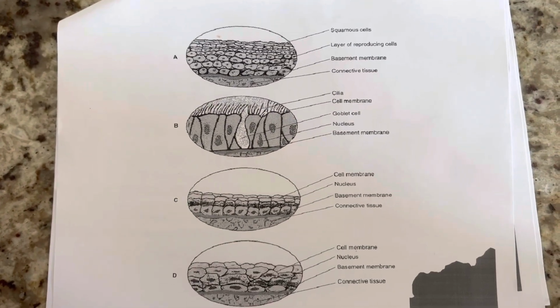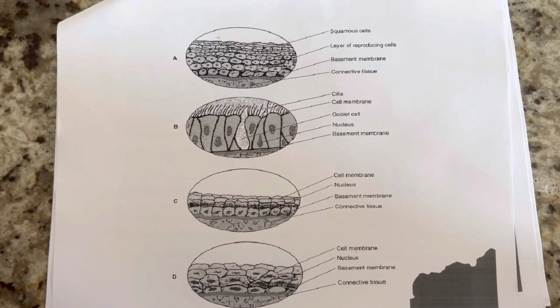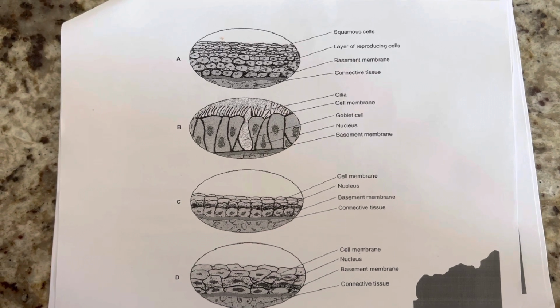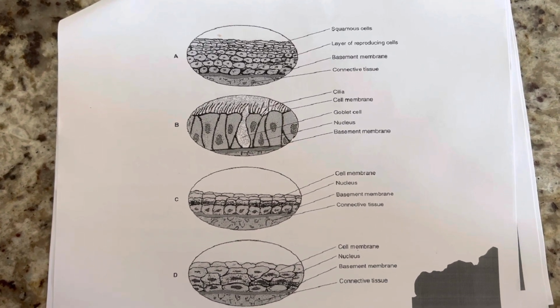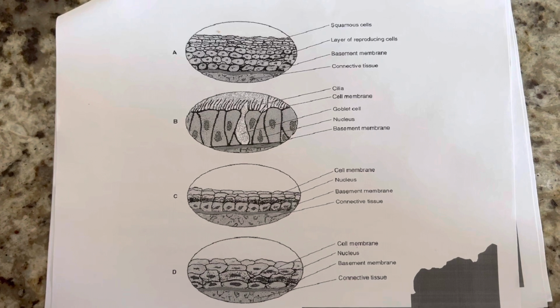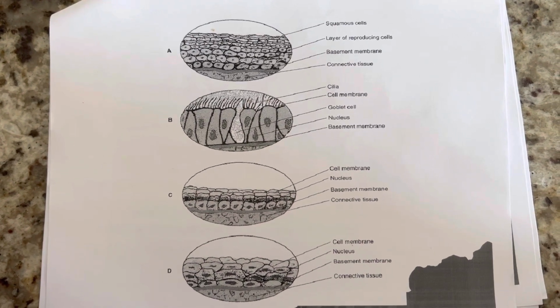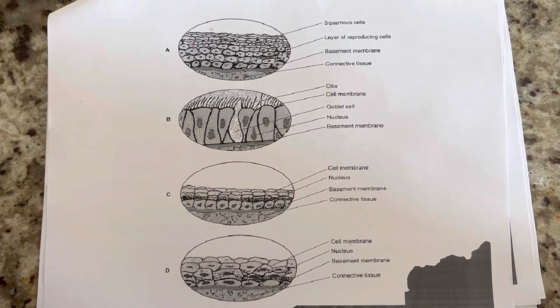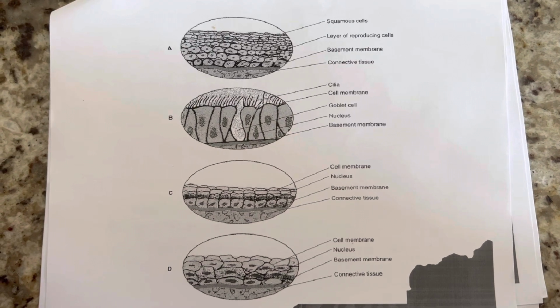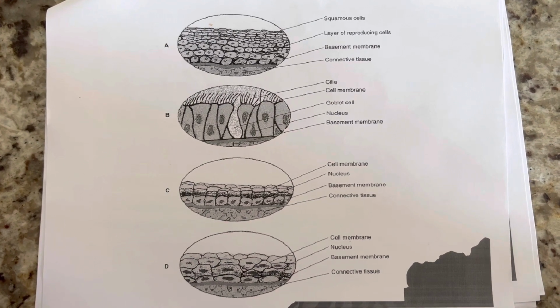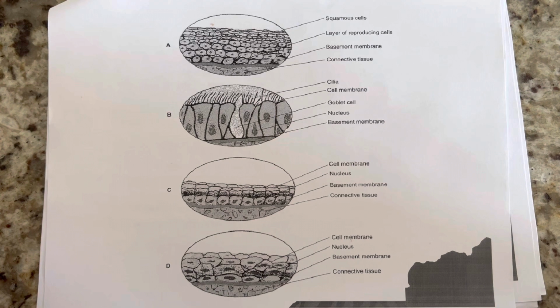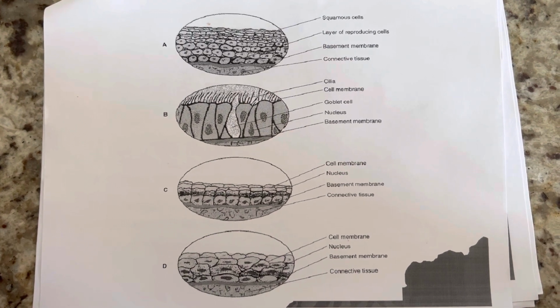These are squamous cells. That's what cilia looks like. Cell membrane, basement membrane, connective tissue, cell membrane, nucleus, basement membrane, connective tissue.